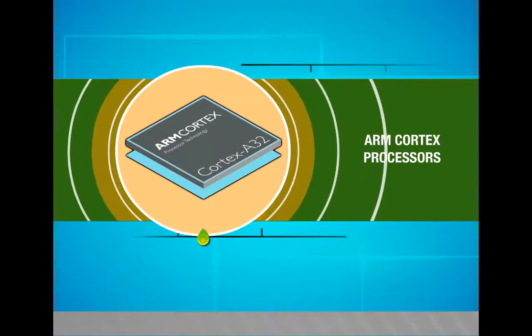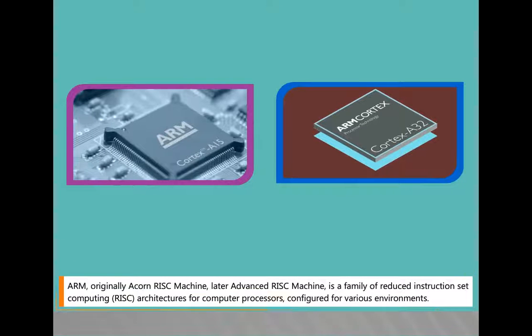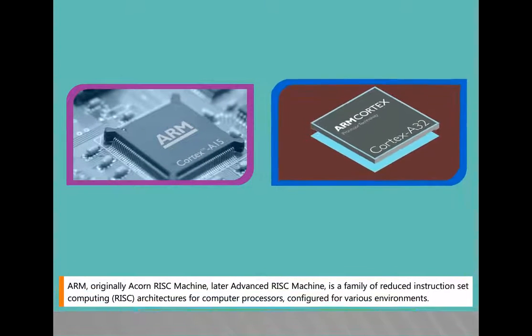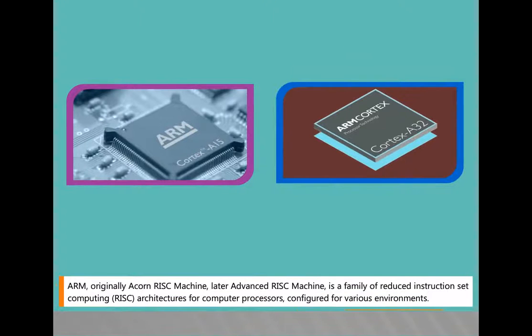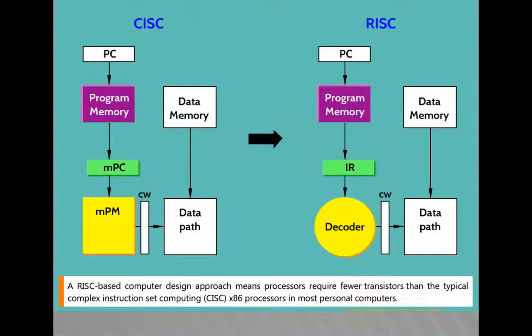ARM Cortex processors. In this video, we are going to see about ARM Cortex processors. ARM, originally Acorn RISC Machine, later Advanced RISC Machine, is a family of reduced instruction set computing, that is RISC, architectures for computer processors configured for various environments. A RISC-based computer design approach means processors require fewer transistors than the typical complex instruction set computing CISC x86 processor in most personal computers.